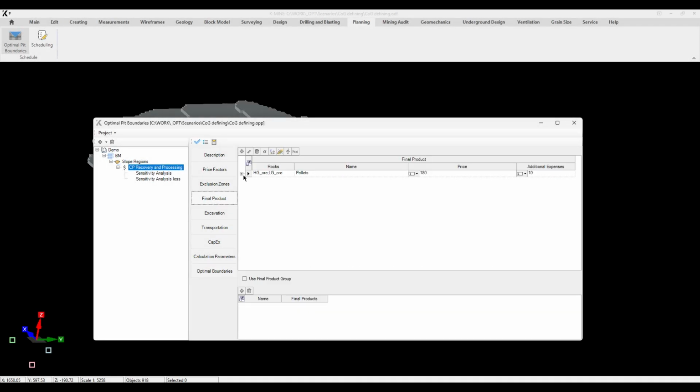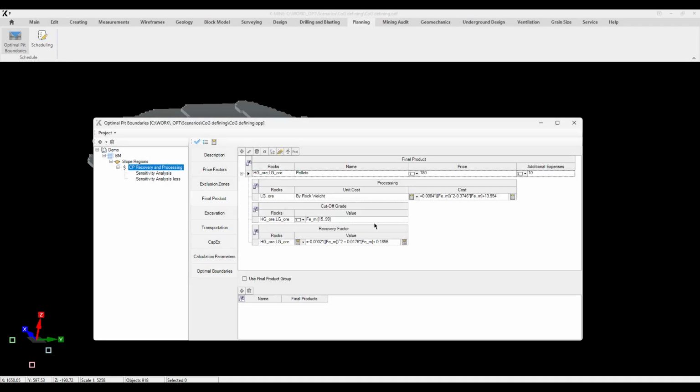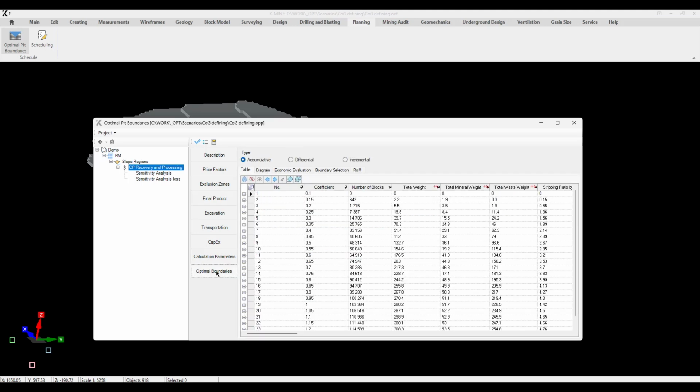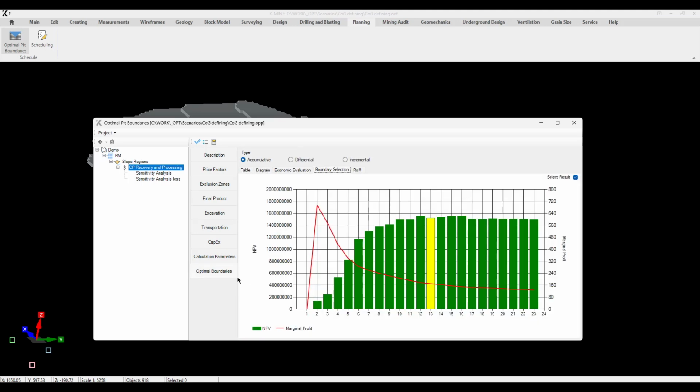In this video, we want to emphasize that you don't always need significant capital investments to increase profitability. Let's look at what can be done at the stage of strategic planning, specifically how to extend the life of an open pit and increase the NPV. We'll consider an example where formulas are used to determine processing costs and the recovery factor. In both cases, the calculations depend on ore quality.